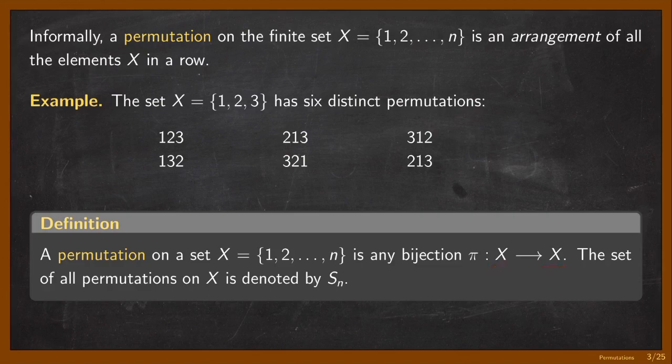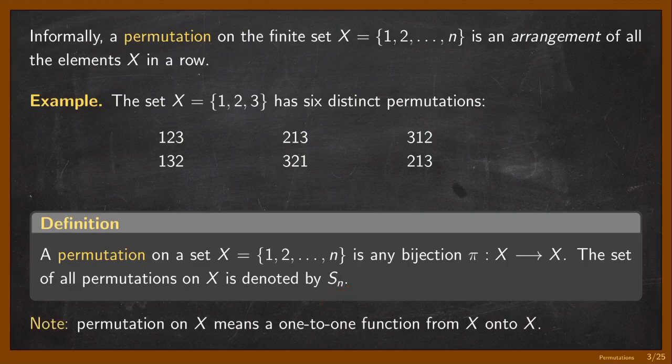The set of all permutations on X is denoted by S sub n. So meaning to say, all the functions that you can construct from X to X, which will be both one-to-one and onto, are considered permutations on X, and the set of permutations is denoted by S sub n. Again, when we speak of a permutation on the set X, we only mean a one-to-one function from X onto itself.